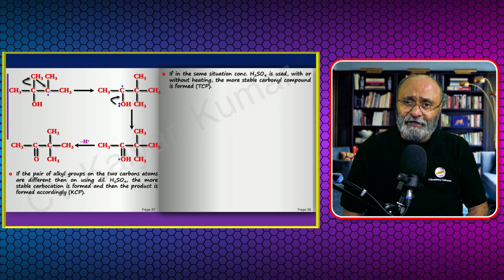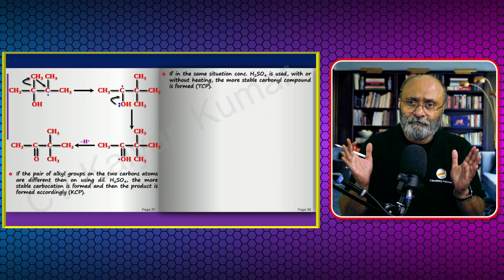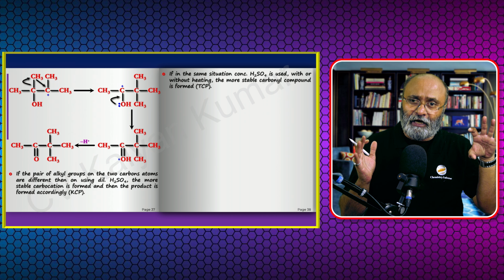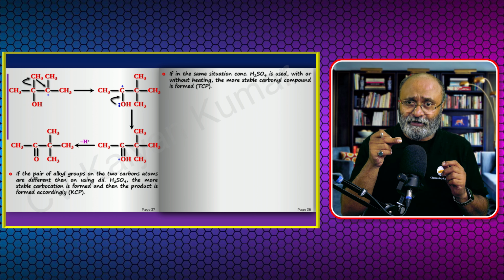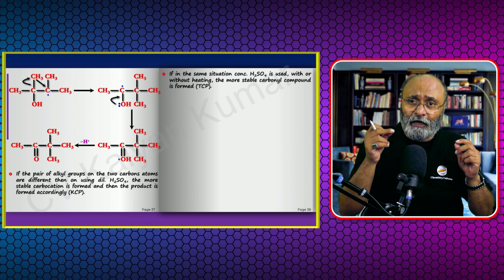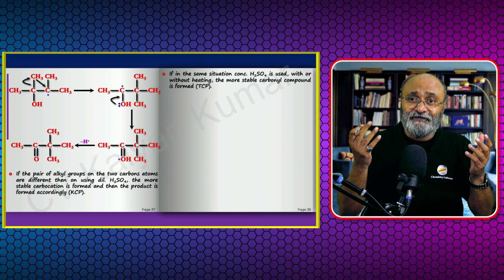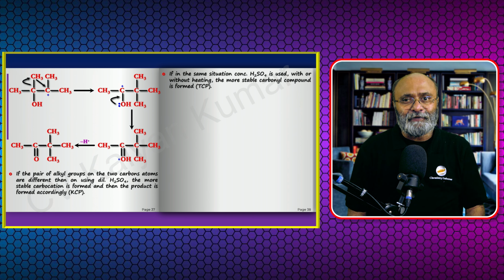In a pinacol rearrangement, sometimes people wonder, should I look at the stable carbocation first or should I look at the stable product first? Now, if it is symmetrical, it doesn't matter. What happens if it is unsymmetrical? You have two R1, R2, here R3, R4. So, should I go for the most stable carbocation? Or I'll make both of them and decide which product is most stable? Well, that's where the KCP and the TCP comes. If I use dilute H2SO4 and I don't heat it, then dilute H2SO4 will always give you the more stable carbocation first.